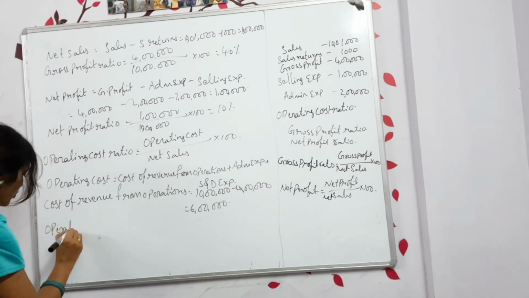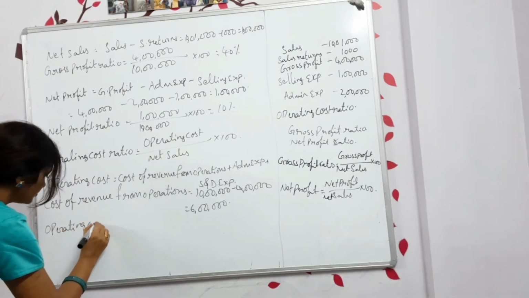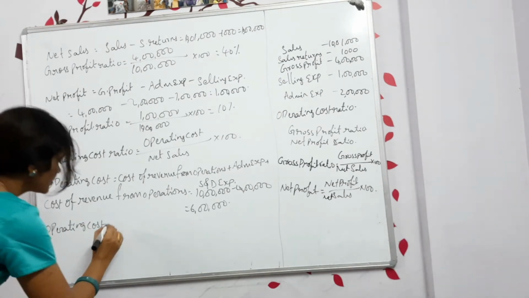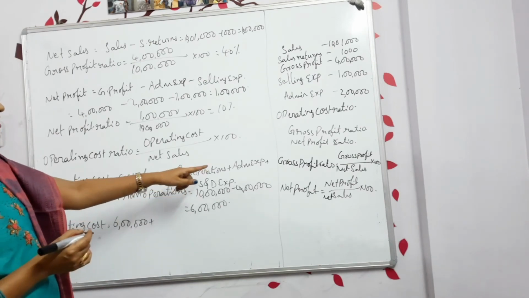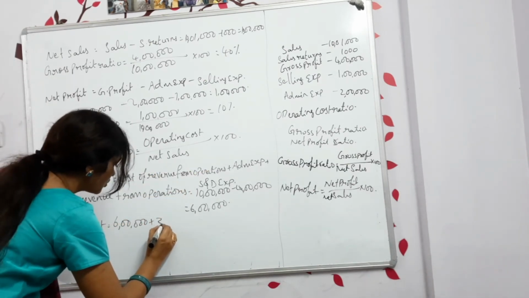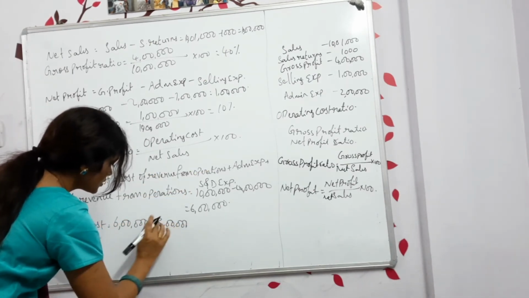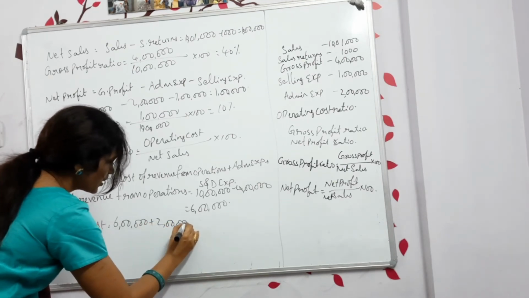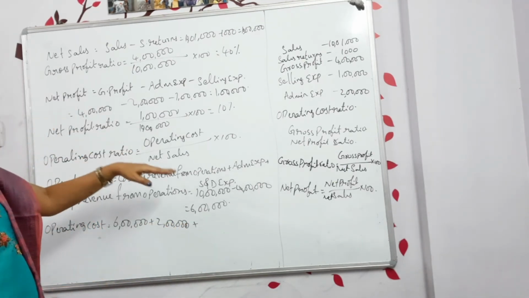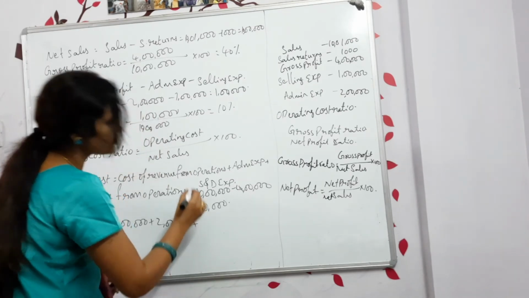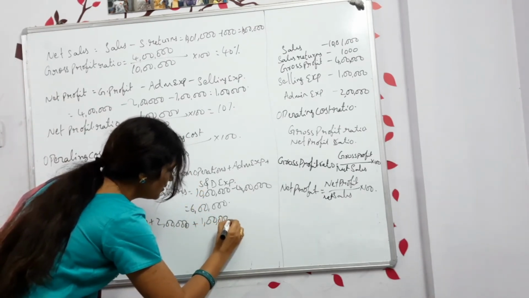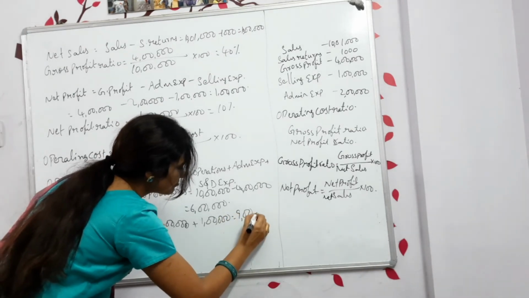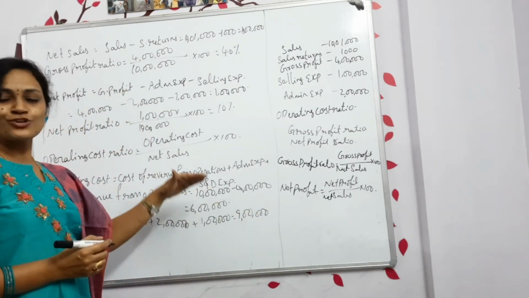Operating cost is equal to 6 lakhs plus what is administrative expenses? 2 lakhs. This is 2. Plus what is selling and distribution expenses? We have only selling expenses, that is 1 lakh. So how much you got total? 9 lakhs. 9 lakhs is operating cost.